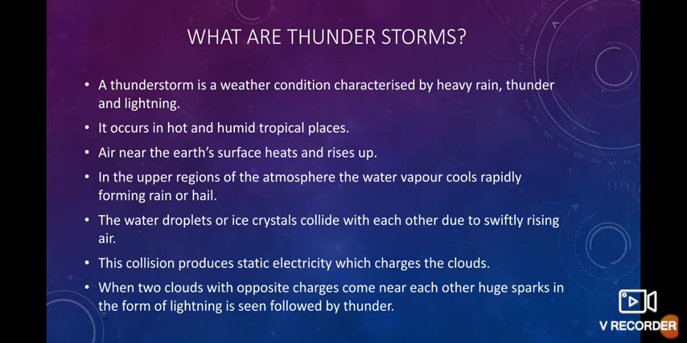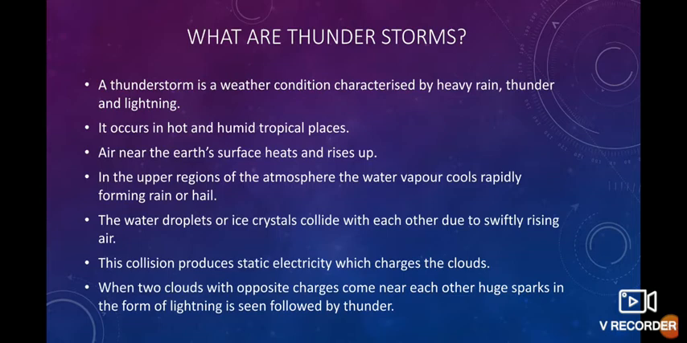What are thunderstorms? All of you must have experienced thunderstorms. A thunderstorm is a weather condition characterized by heavy rain, thunder and lightning. So when heavy rain occurs along with thunder and lightning, we call it a thunderstorm. They generally occur in hot and humid tropical places just like India. How are thunderstorms formed? When the air near the earth's surface heats up, it begins to rise.